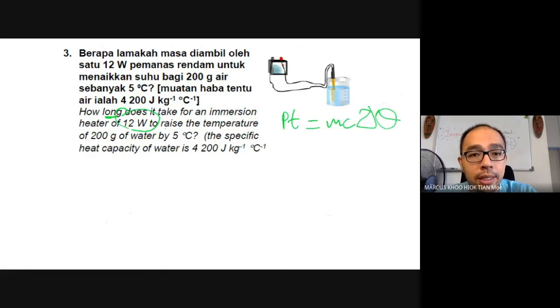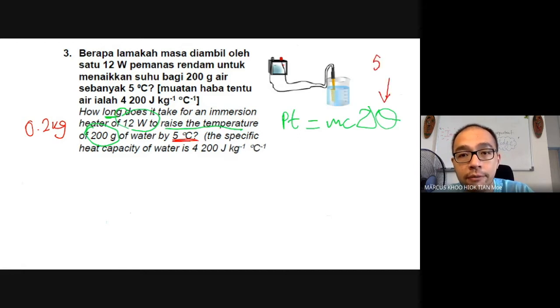So raise the temperature of 200 grams of water. Guys, 200 grams needs to be converted to kilograms. When you convert it, it becomes 0.2 kilograms. Raise the temperature by 5 degrees Celsius. This is our delta theta, 5 degrees Celsius. They don't tell you how much is the beginning and how much the end. All I want to know is just that it increases by 5 degrees Celsius.